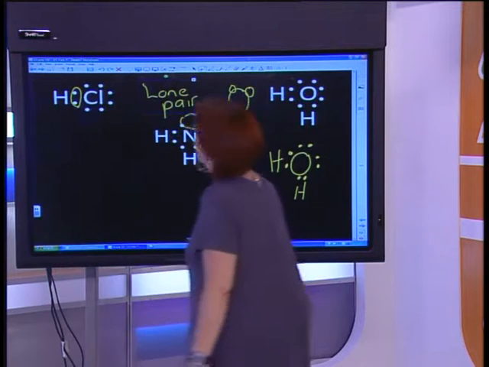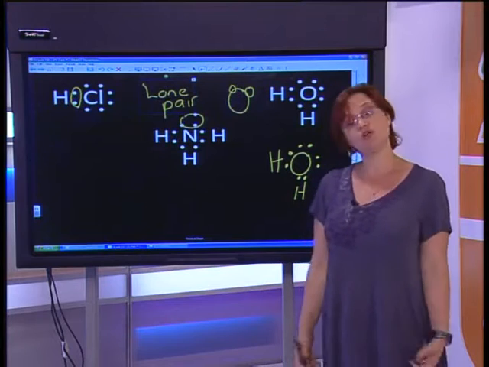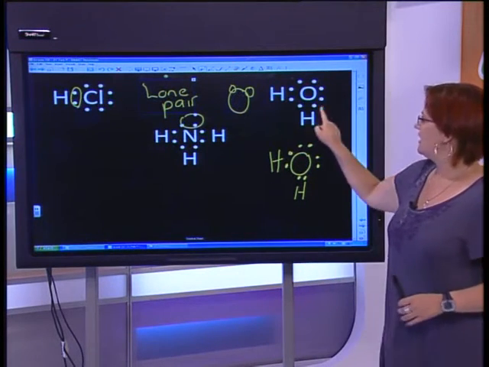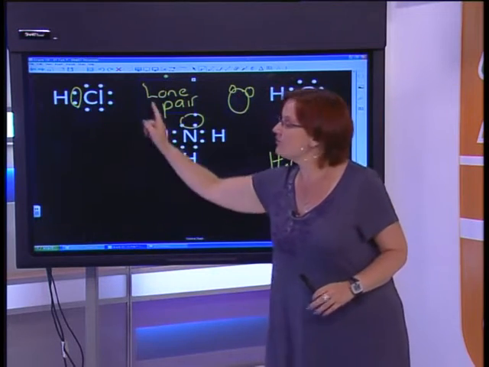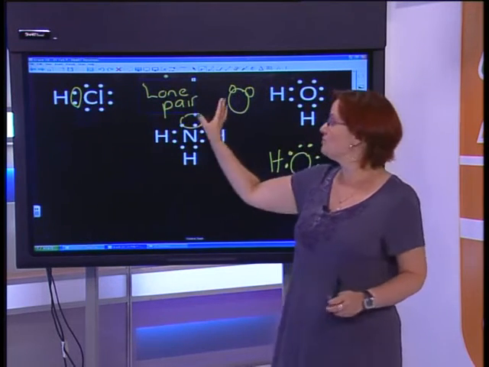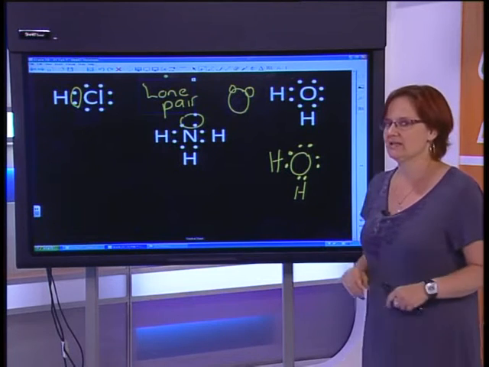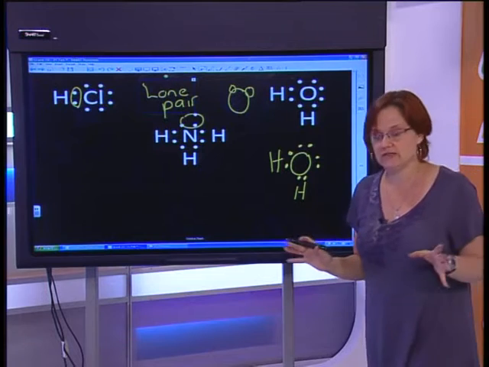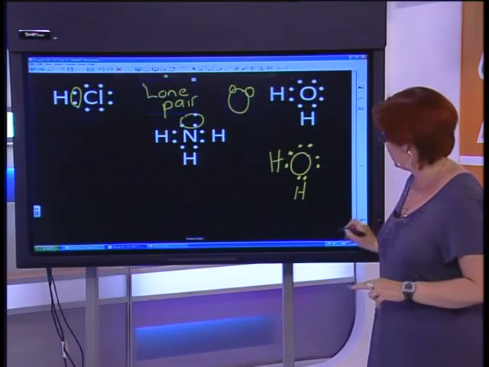Now a lone pair is just that. It's a pair that stands alone. They're not bonded to anything. Oxygen has 2 lone pairs. Hydrochloric acid has 3 lone pairs. Now those lone pairs are actually quite important when we look at intermolecular forces a little bit later on, so we're not going to spend too much time on that. Basically, what you need to get from covalent bonding is that it's a sharing of electrons between nonmetals.